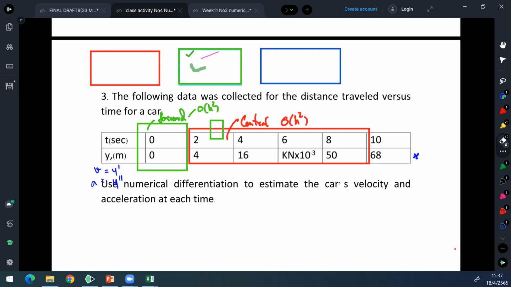What do you think for the case of the data at 10 seconds? If we would like to approximate the first and second derivative, which formula do we have to select? Which type? Backward, right? We have to use backward with high accuracy also, with O(h squared).